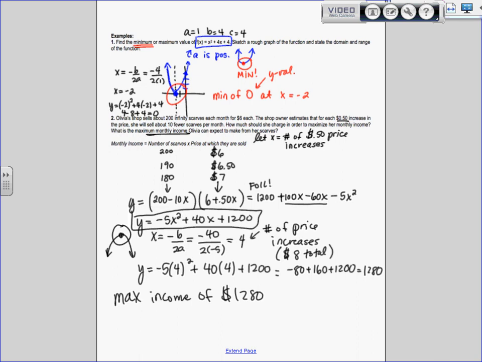And then at $8 per scarf. So I also asked how much should she charge? So that's your answer. So a little bit tricky.